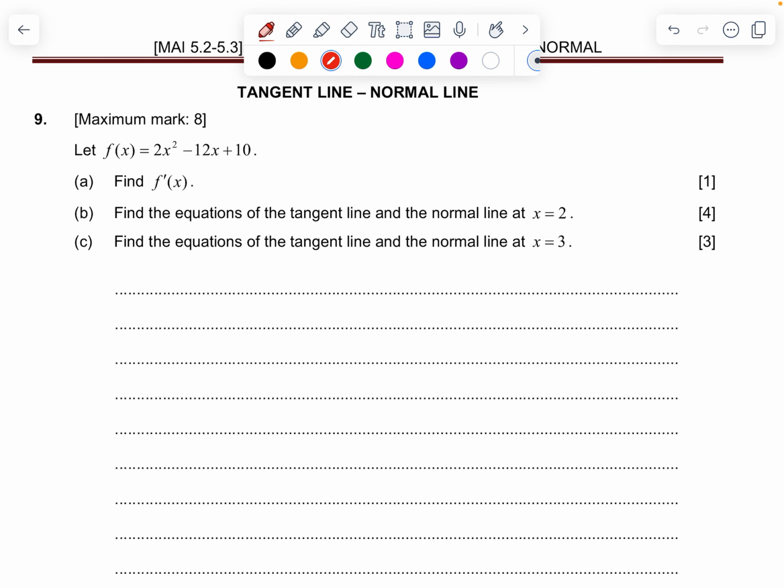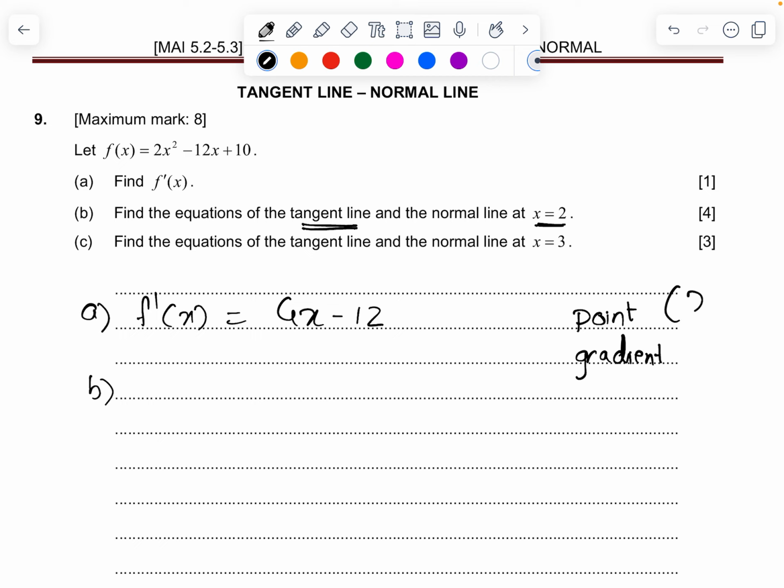Question number 9. f of x is given, find f prime x. f prime x will become 4x minus 12. Part B, find the equation of the tangent line at x equals 2. To know the equation of a line, we need to know two things, a point and a gradient. So the point x is known, 2 comma. So we have to know the y value.